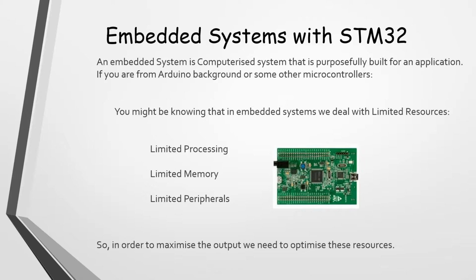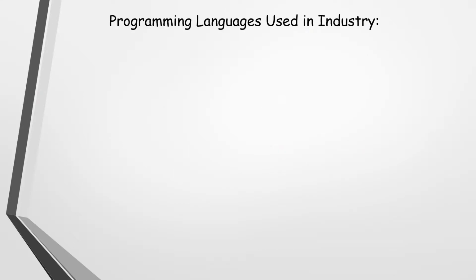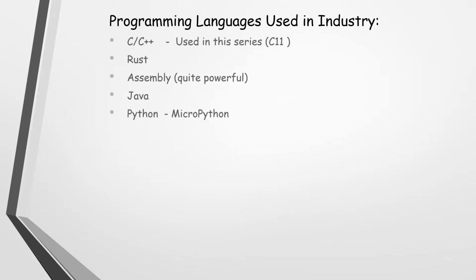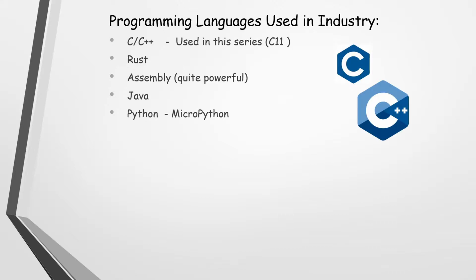Alright, so in order to maximize the output from these limited resources, we need to optimize the code and use them correctly. Okay, now let's take a look what are the programming languages that are being used in the industry. So first of all, we have C and C++. Specifically, according to the standard, we will be using C11 throughout the tutorials initially.